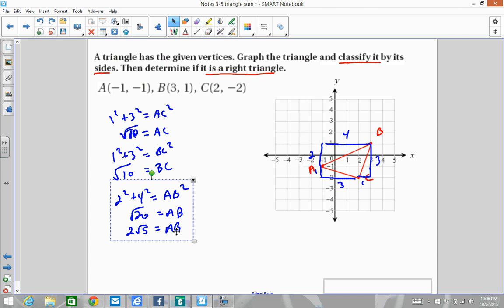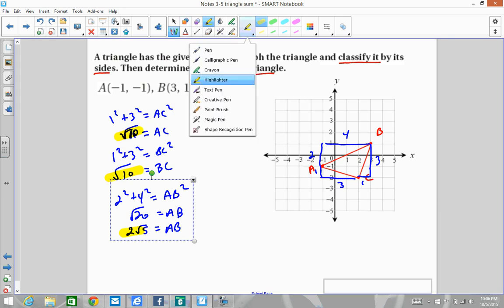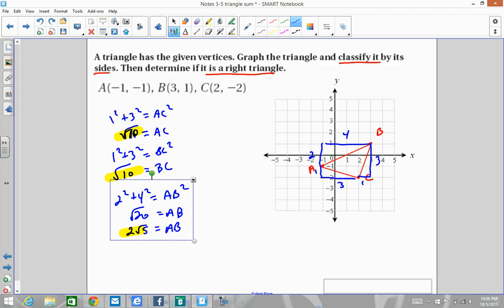So if I look at these three sides, since all the sides have different values, well, two sides don't. Two sides are the same. That means this is going to be an isosceles triangle. Now we have to determine if it's a right triangle.